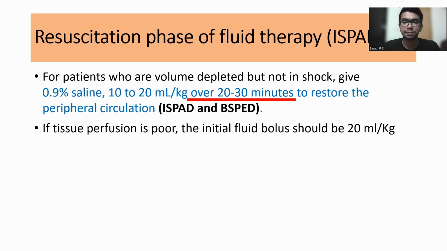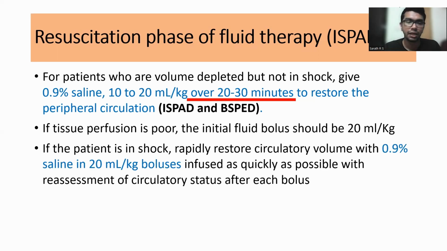If tissue perfusion is poor, the initial fluid bolus should be 20 ml per kg. I will explain what poor perfusion is, and the difference from shock, in the next slide. If the patient is in shock, rapidly restore circulatory volume with 0.9% saline in a 20 ml per kg bolus, infused as quickly as possible, with reassessment of circulatory status after each bolus.